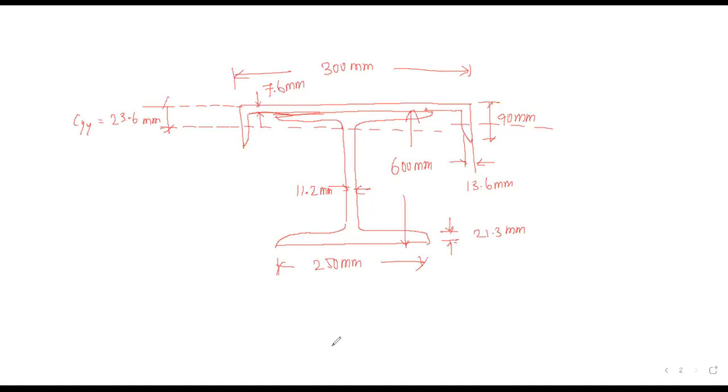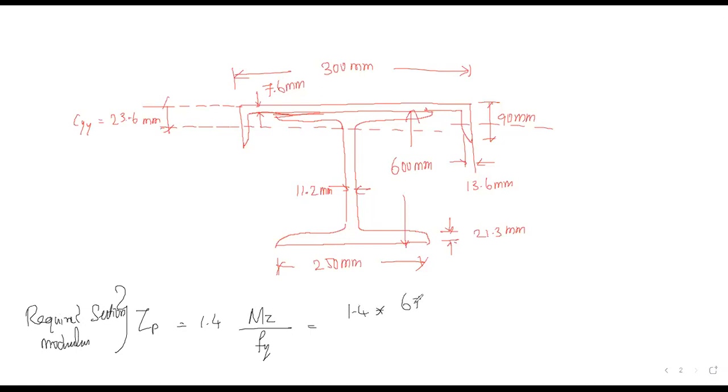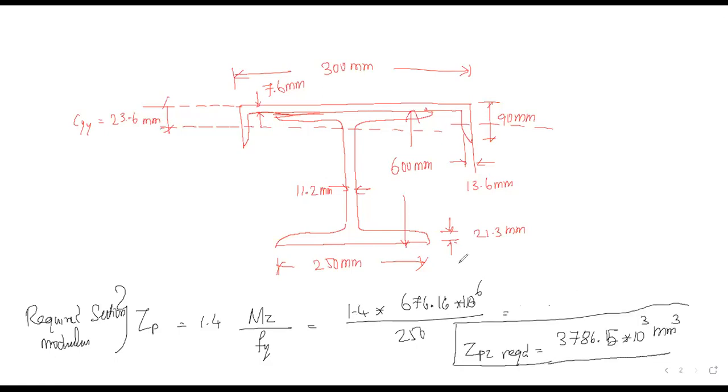Okay, so now we have to calculate what is the requirement, okay, that is ZP value for the required section modulus about the load, okay, now with respect to the load. So 1.4 into Mz by Fy, this is the formula. So 1.4 into Mz, we noted that 676.16 into 10 to the power 6 Newton mm divided by Fy value is 250. So it becomes ZP required is equal to 3786.5 into 10 cube mm cube. Okay. So whatever we have calculated, okay, no.